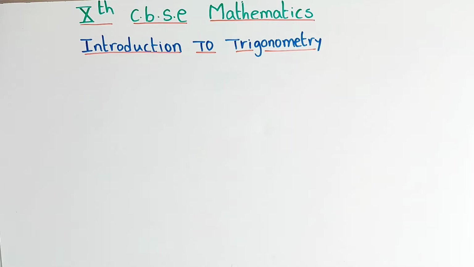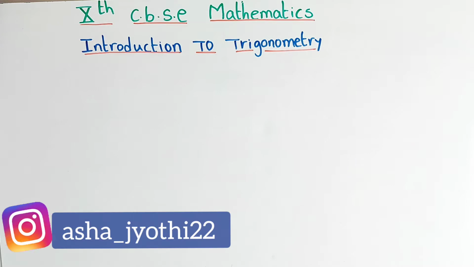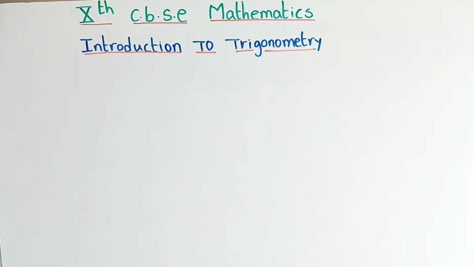We are learning 10th standard CBSE Mathematics, Introduction to Trigonometry, Chapter 8. We have already learned how to find out sin theta, cos theta, tan theta, trigonometric ratios and their reciprocals. Today we will see some more trigonometric ratios, that means some more specific angles. Right children?